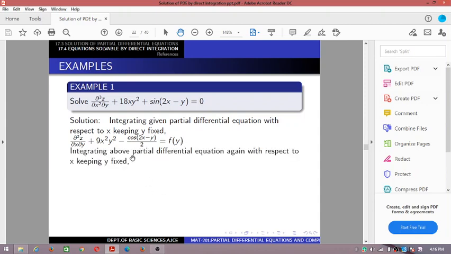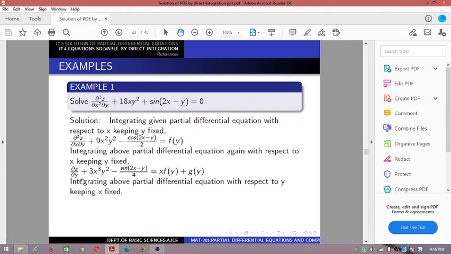Now once again we are integrating this expression partially with respect to x, keeping y fixed. We get ∂z/∂y plus, for the next term, 9y² is constant into the integral of x², which is x³/3. One of the 3 will be cancelled and the term reduces to 3x³y². Minus the integral of cos is sine, hence sin(2x − y) divided by 2 from the previous step, into the value 2 which once again comes out of the derivative of 2x − y with respect to x.